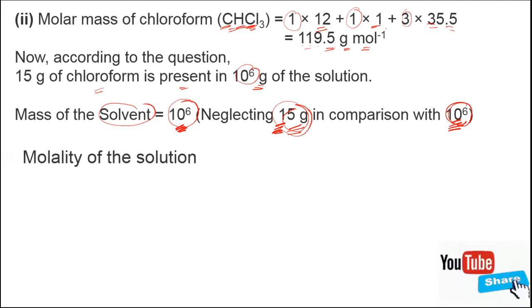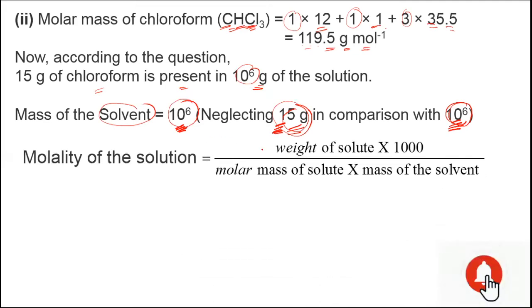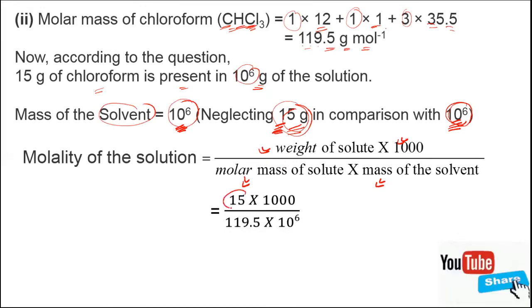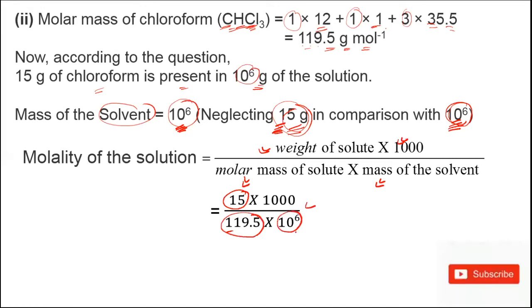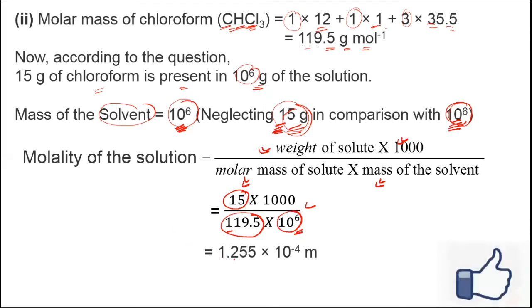So the molality of the solution is, we will write the formula. The formula is weight of the solute upon molar mass of the solute, into 1000 upon mass of the solvent. Now we will substitute the values here. 15 is the mass of the solute, 119.5 is the molar mass of the solute, into 1000, and 10 to the power 6 is the mass of the solvent. When we solve it, the value comes to be 1.255 into 10 to the power minus 4. This small m indicates molality here. So the molality of the solution is 1.255 into 10 to the power minus 4.